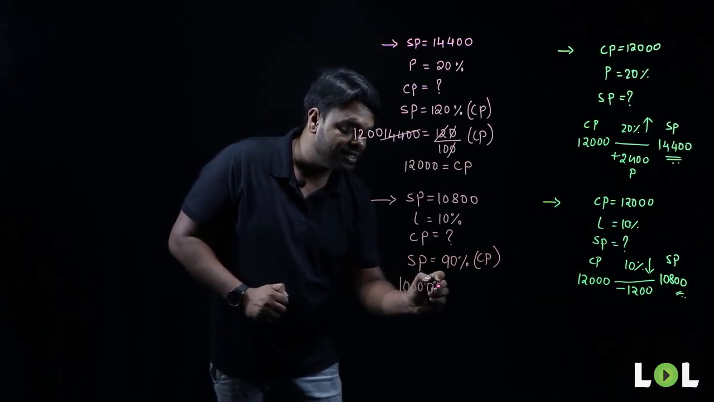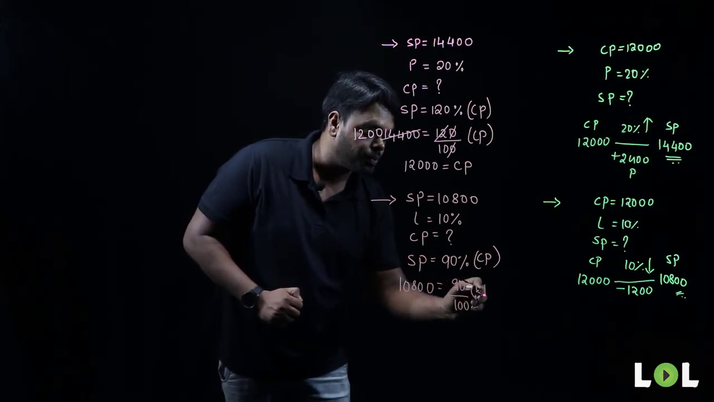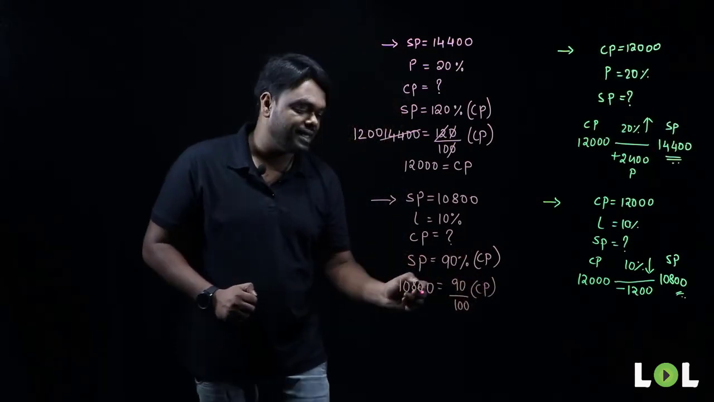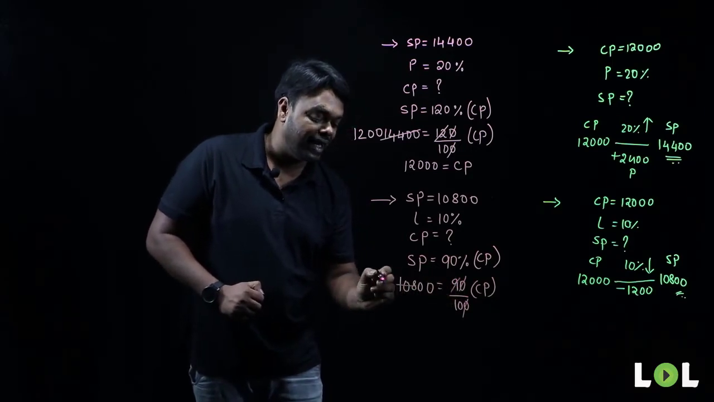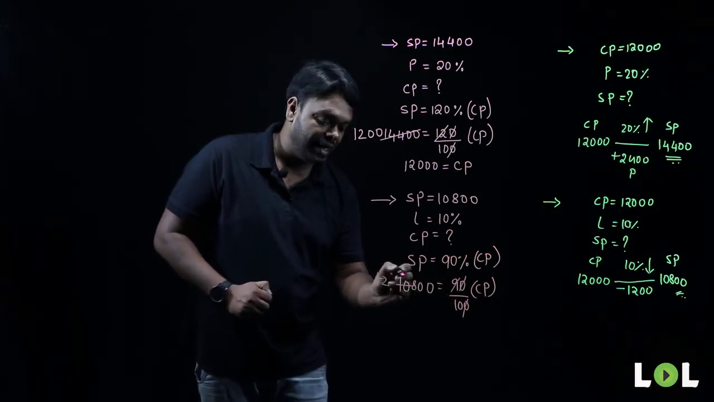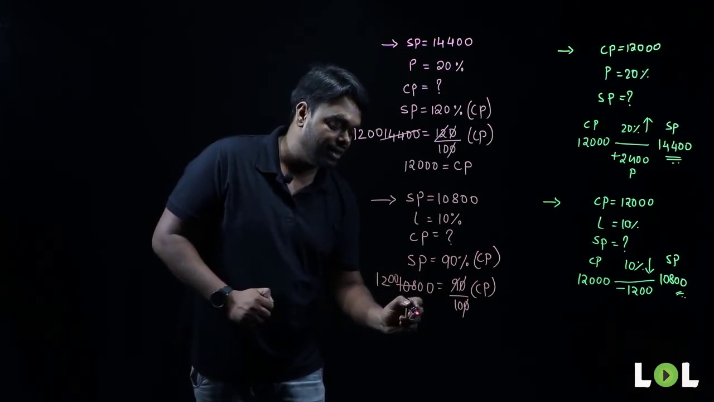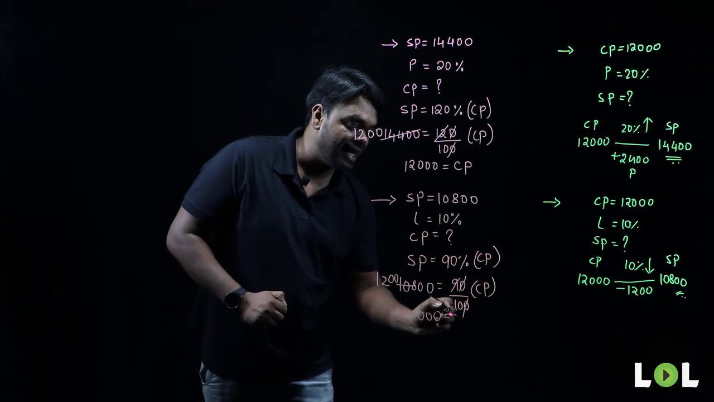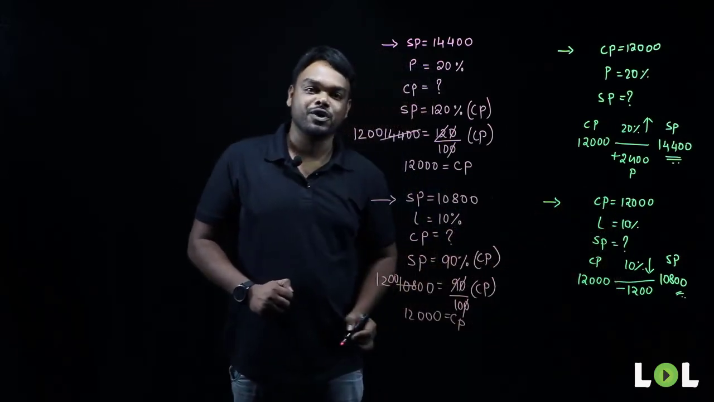10,800 is equal to 90 by 100 of the cost price. So let's do the cancellation part. 9 into 12 is 108, and there are 2 extra zeros. So 1200 into 10, that is 12,000, is the actual cost price. If you see it here, we have the same cost price.